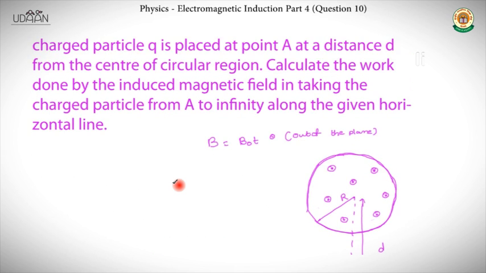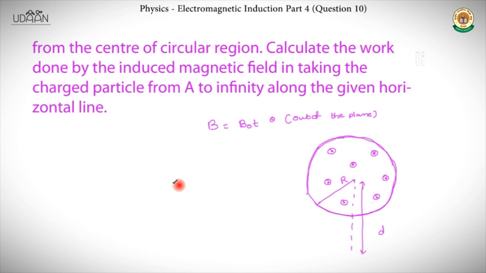See, we are given a time varying magnetic field, right? So because of a time varying magnetic field, we are going to get an induced electric field, and this induced electric field will be concentric circles. I have explained this a bit earlier.